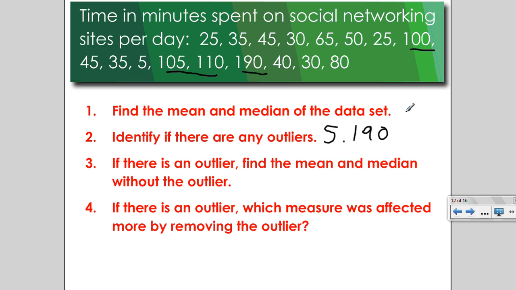You could also do 110 and 105 and 100 too, because all the other ones are under 100. A bunch of them under 100. And then you can find the mean, median. And if there's any outliers, find the difference. I think 190 probably affects it more than any of them on all the hundreds.